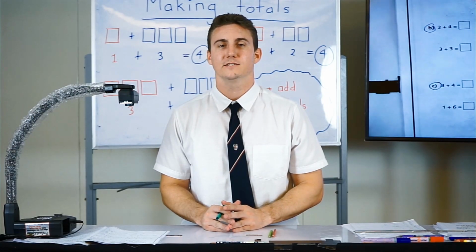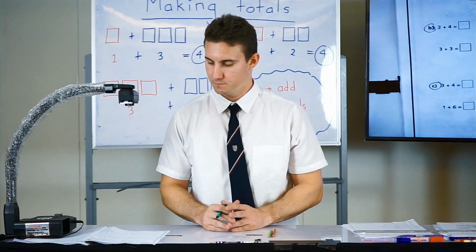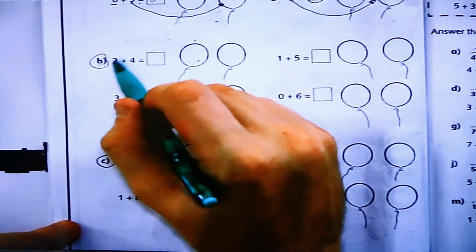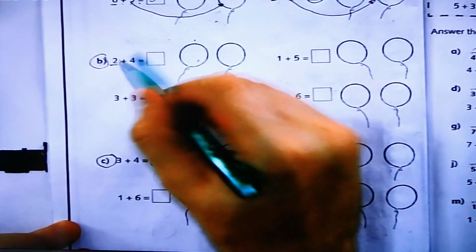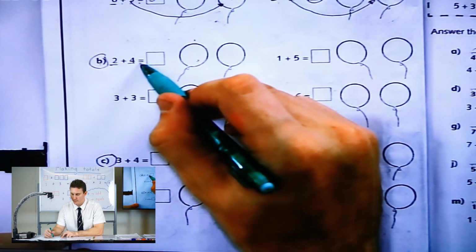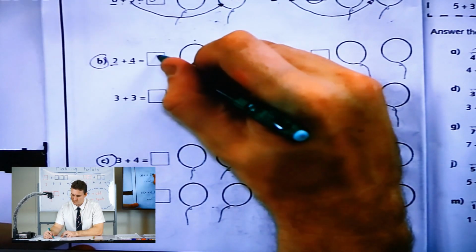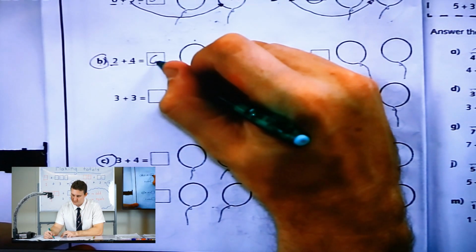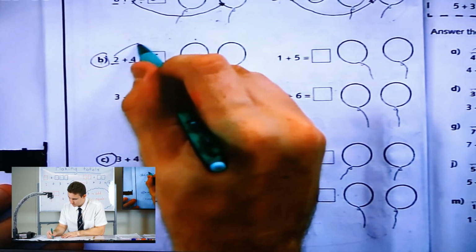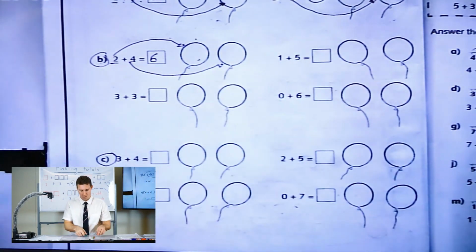Okay, now let's go over examples B and C for making totals. Let's start with example B. The first one, we have 2 plus 4. Now 2 plus 4 is going to equal, who knows the answer to that? 2 plus 4 is? 6. Very good. And if we draw in our spots, first balloon is 2, second balloon is 4.